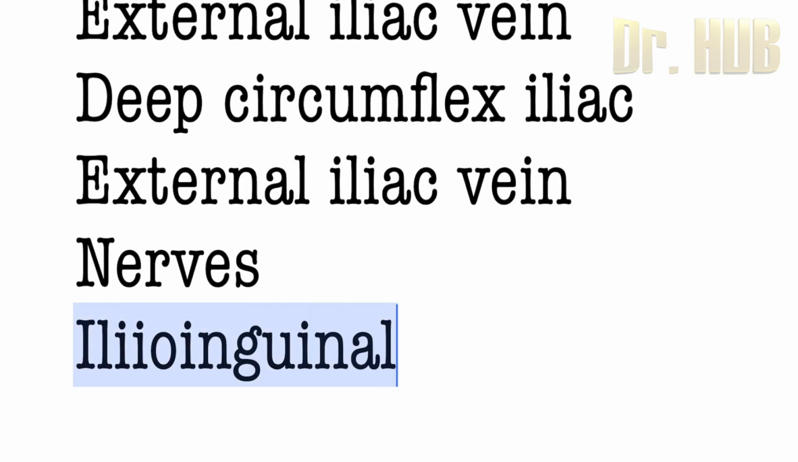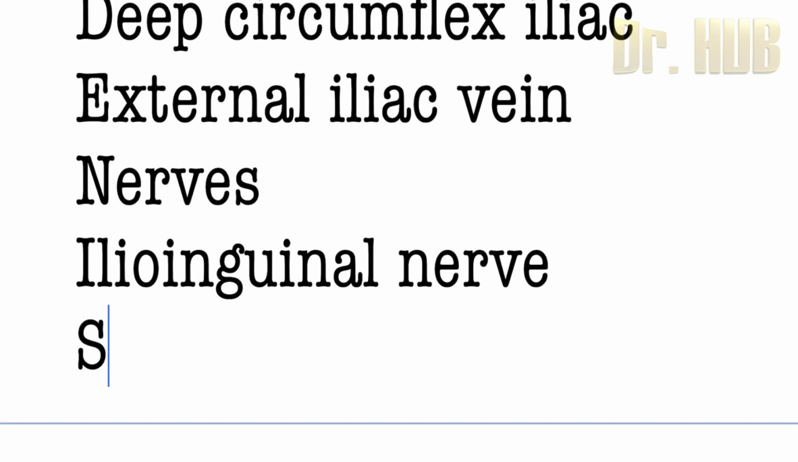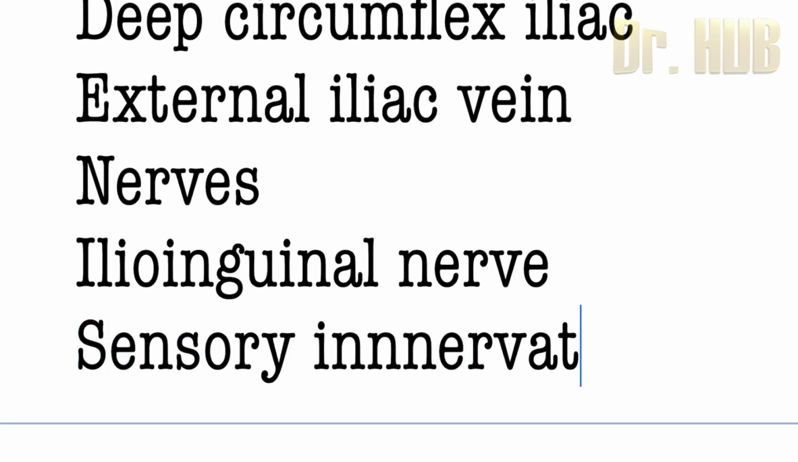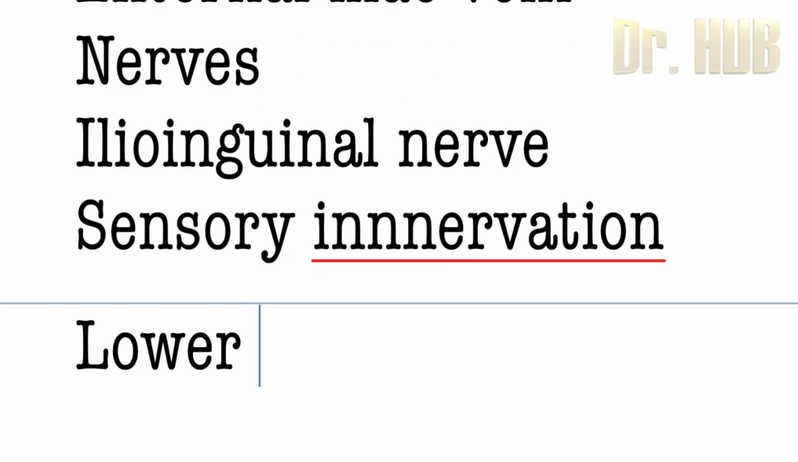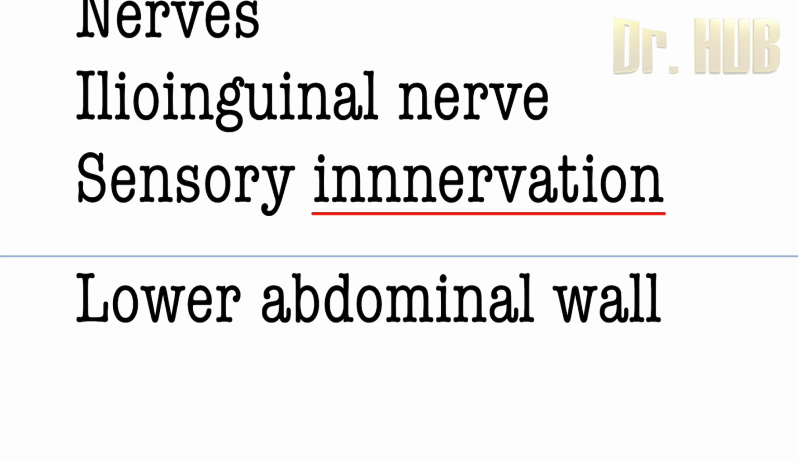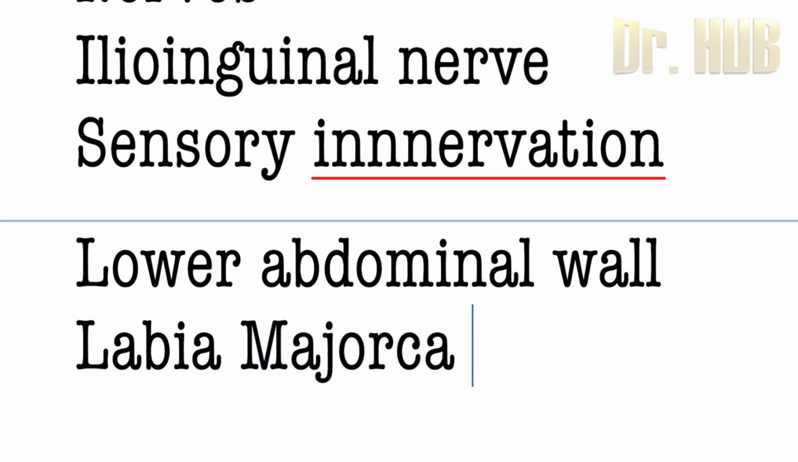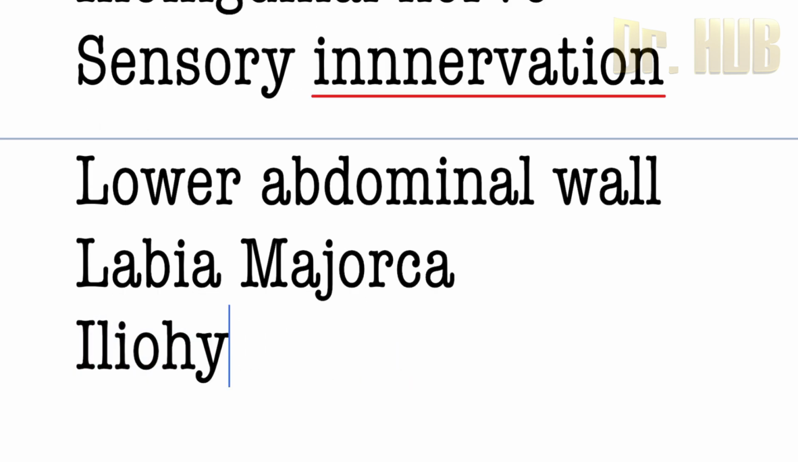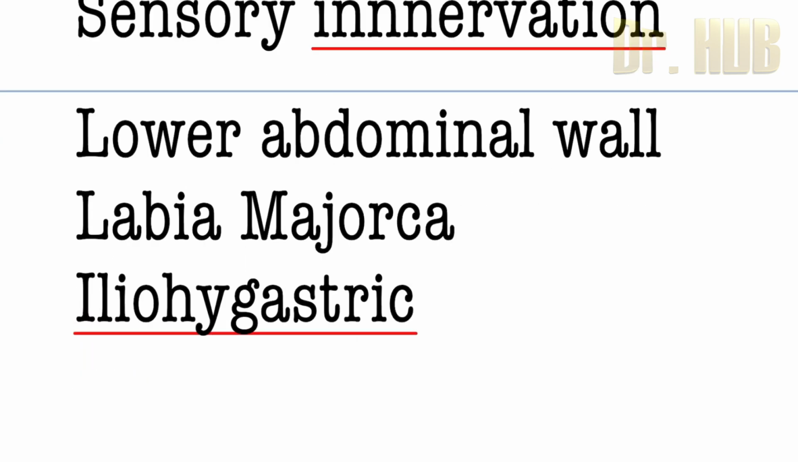Then come the nerves. The nerves include the ilioinguinal nerve. It provides sensory innervation to the lower abdominal wall, also the pubic region and the upper scrotum or the labia majora. Next is the iliohypogastric nerve. It provides sensory innervation to the lower abdominal wall.